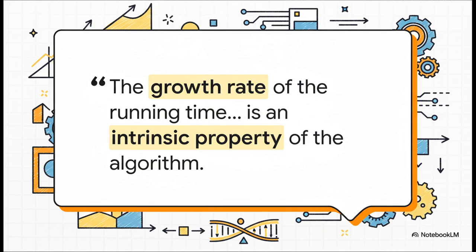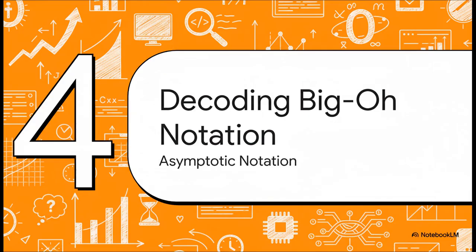It's a fundamental, unchangeable property of the algorithm's design. It's basically in its DNA. Okay, so we've got this really powerful idea of a growth rate, but how do we talk about it? How do we label an algorithm's DNA? For that, we need to learn a little bit of the language that computer scientists use. It's a super powerful shorthand for describing performance, and it's called Big O notation.